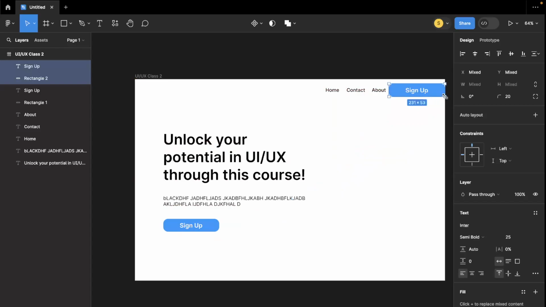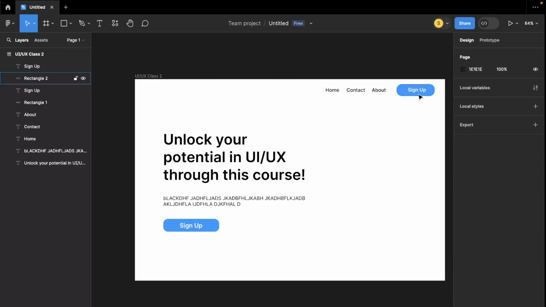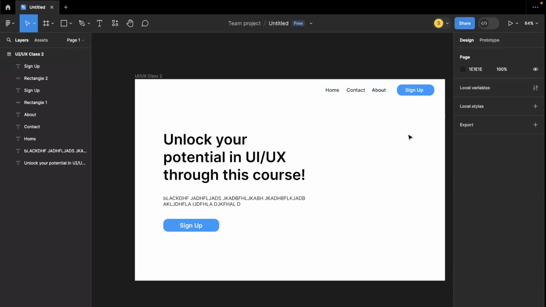Looks very big, right? Now go to this corner and make it smaller. The font is also very big. Make it smaller. That's too small. So make it this way and put it in the middle. Does it look good? Yes, a little bit better. This sort of looks like a home screen, right?